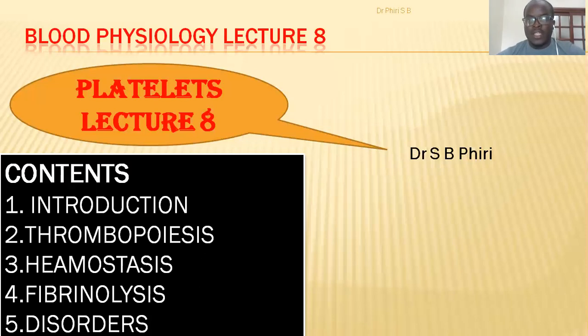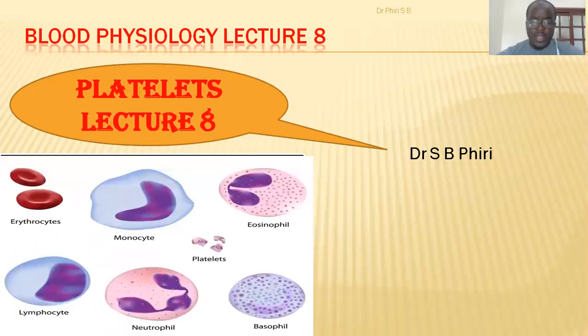By the end of this class, you should be able to describe thrombopoiesis, and you should be able to describe hemostasis and all the mechanisms involved, the pathways of hemostasis. We're going to discuss all that. That's just for part A. So let's start. Now what you're looking at are platelets.